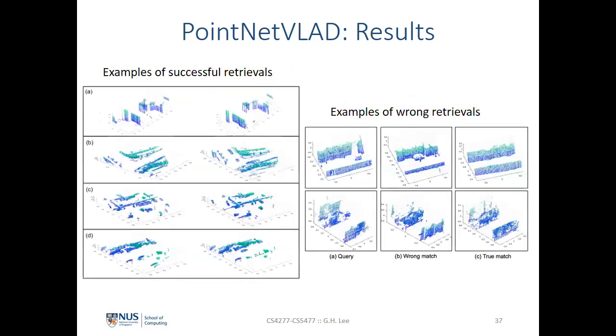But of course, there are also failure cases. For example, I query this and I get a wrong retrieval, whereas the true match is this. After some time, this car that was parked here has driven away, so there's no more car here. This is actually the same location, but it wrongfully retrieved something that is structurally similar. So what this means is that the network is picking up the structure. It's learning the structure of the 3D point cloud as a similarity comparison.